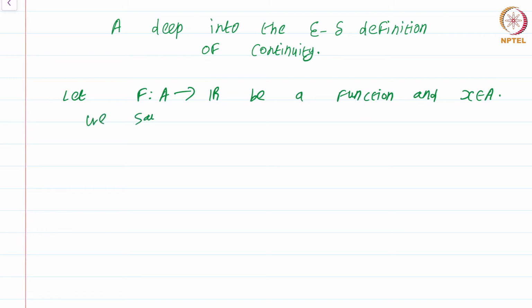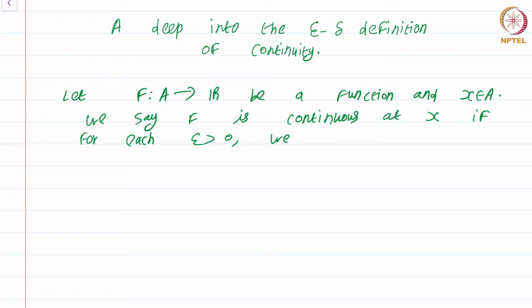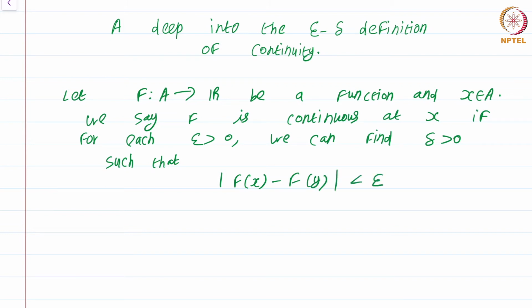We say f is continuous at x if for each epsilon greater than 0 we can find delta greater than 0 such that mod f of x minus f of y is less than epsilon whenever mod x minus y is less than delta and y is in the set A.